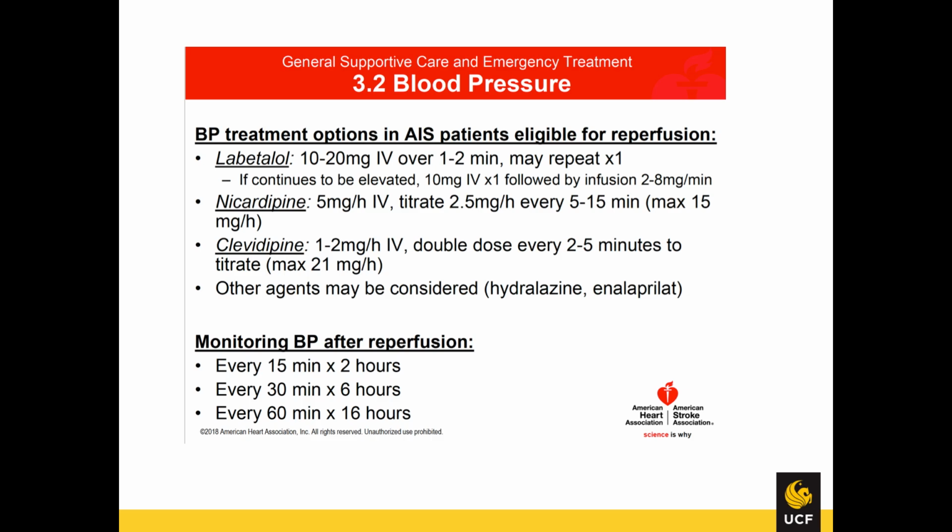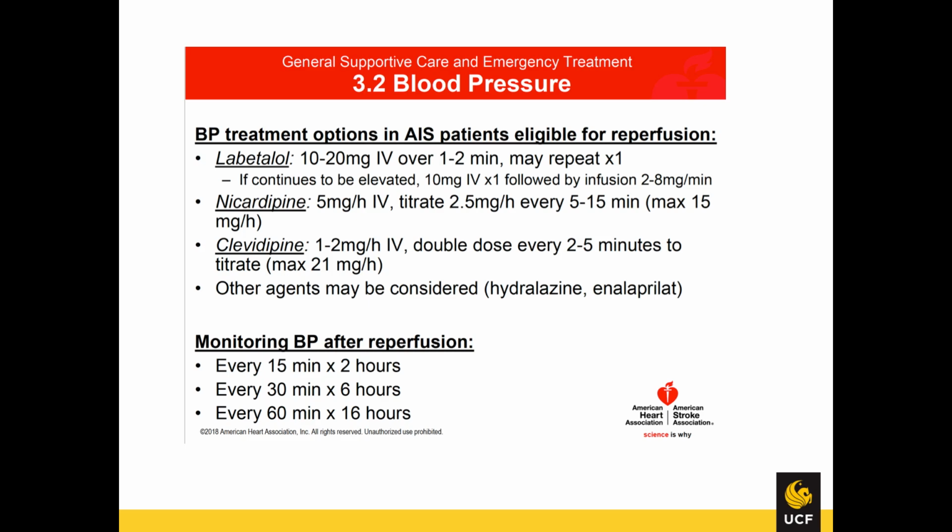Other options include nicardipine, which is a calcium channel blocker, at 5 milligrams an hour. We can titrate that by 2.5 milligrams an hour every 5 to 15 minutes for a max of 15 milligrams an hour. Clevidipine is another option. We can give that at 1 to 2 milligrams an hour IV, doubling the dose every 2 to 5 minutes to titrate to a maximum of 21 milligrams an hour. Other agents might be things like hydralazine or enalapril.